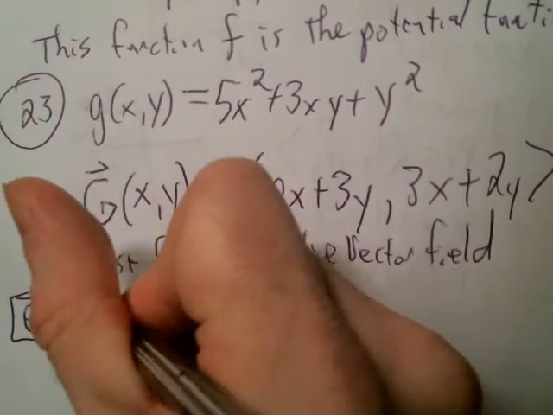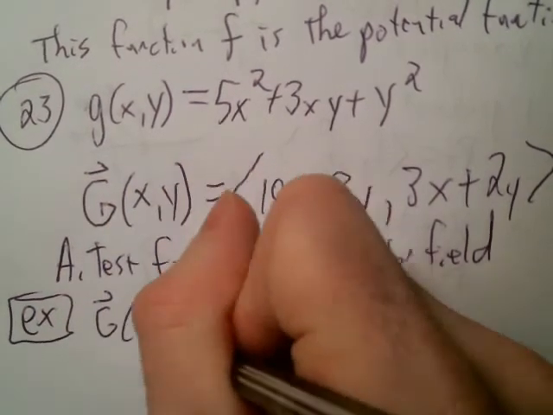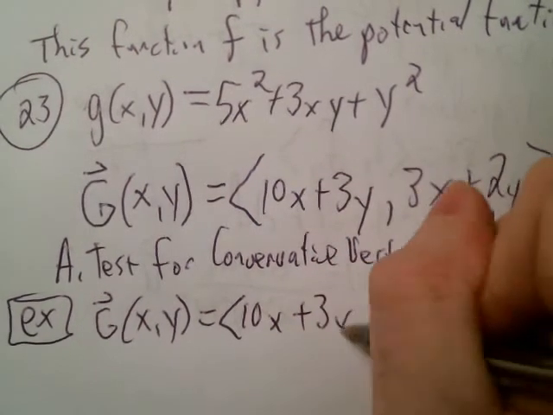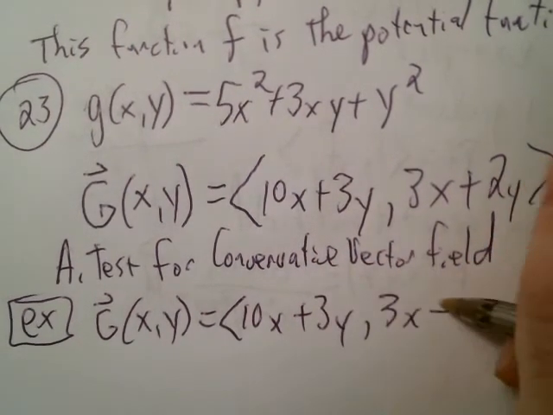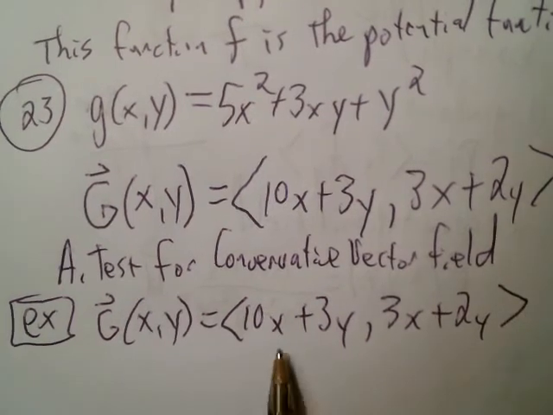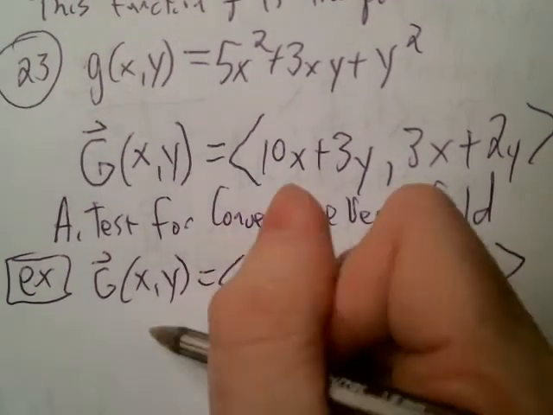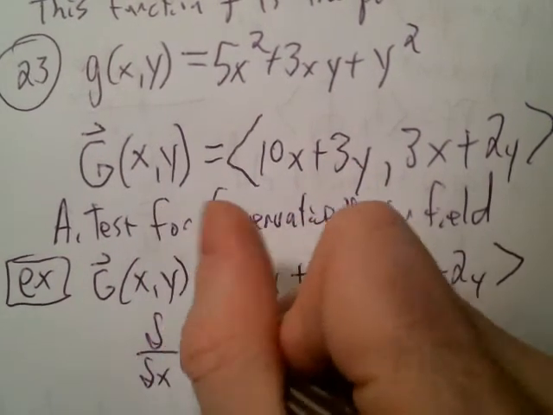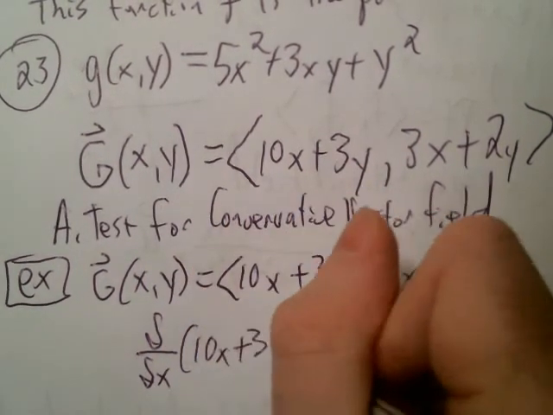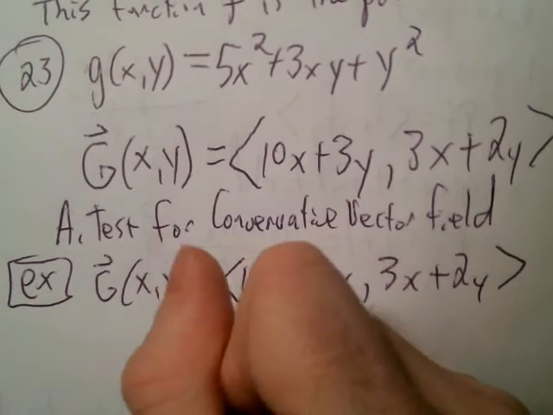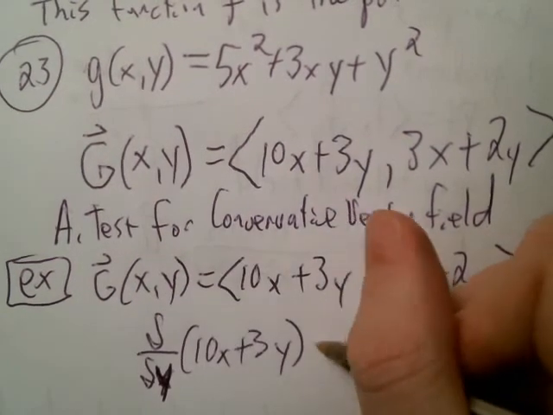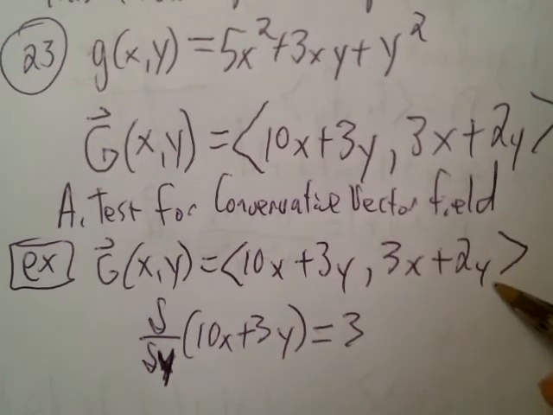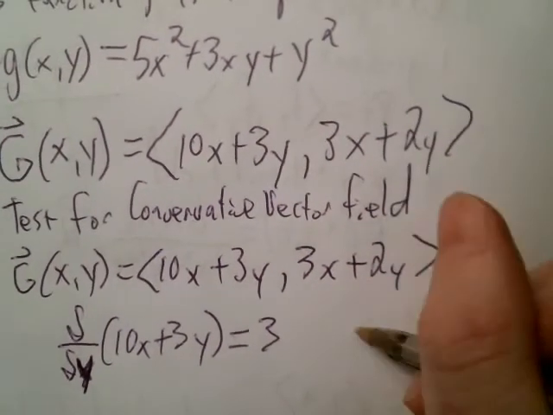Okay, so if your vector field is this thing, the test for conservativeness is to first take the derivative with respect to x of that guy, with respect to y, and then what is that? So with respect to y, it's 3. And then take the derivative of this with respect to x.